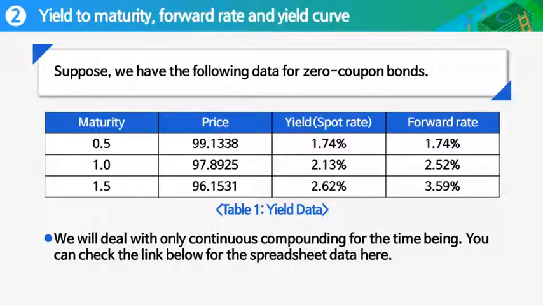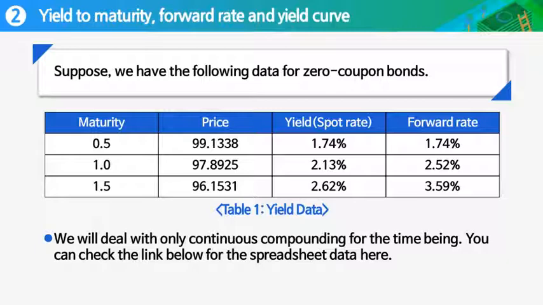Suppose we have the following data for zero coupon bond. So this means that there is a contract that pays $100 in the particular maturity. So at the maturity 0.5, the price is 99.1338, which means that the value of a contract that pays $100 in 6 months later, which is 1 year, is 99.1338. So we can apply the formula we just learned.